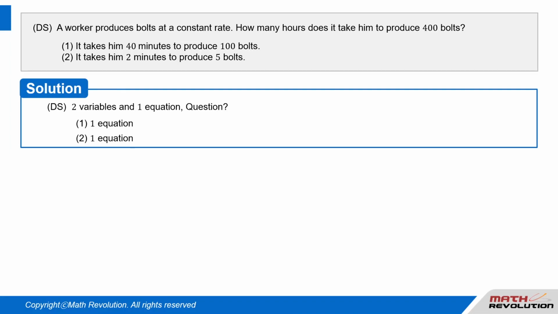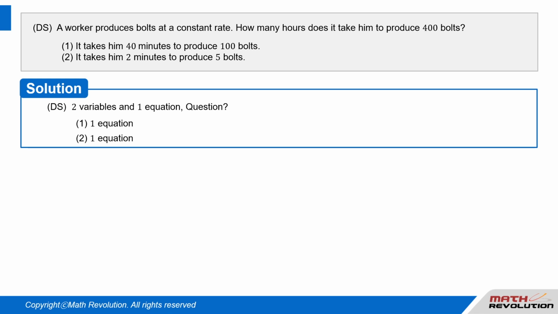Solution. Now we will solve this DS question using the variable approach. DS, 2 variables and 1 equation. Question. Condition 1, 1 equation. Condition 2, 1 equation. DS question with 2 variables and 1 equation.